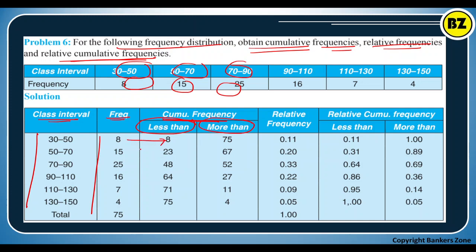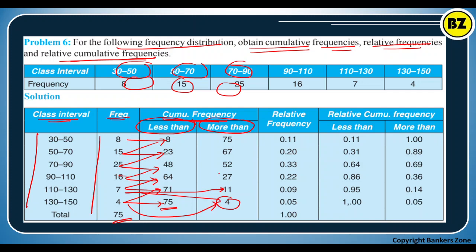Take 8 plus 15 is 23, plus 25 is 48, plus 16 is 64, 64 plus 7 is 71, 71 plus 4 is 75. So this is nothing but the total, so you got less than. Now for more than, simply take 4 as it is, right? Now 4 plus 7 is 11, 11 plus 16 is 27, plus 25 you will get 52, plus 15 you will get 67, 67 plus 8 you will get 75. Okay, so 75 means you are correct.